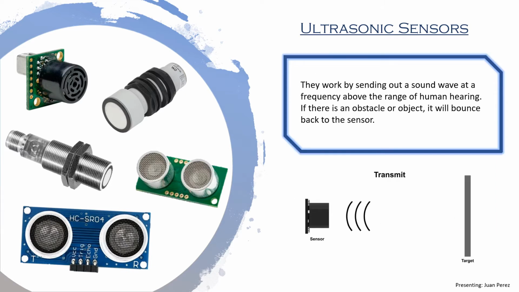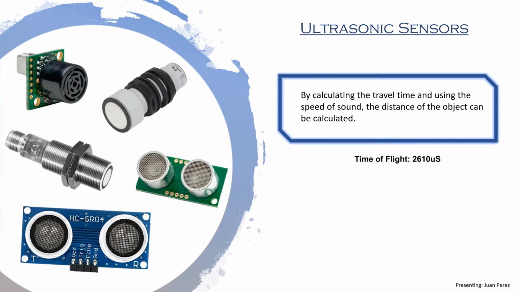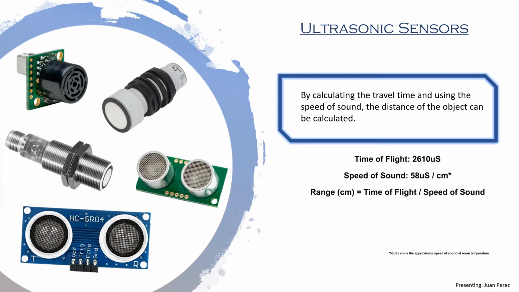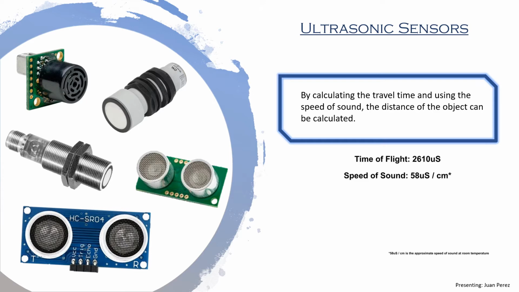Ultrasonic sensors work by sending out a sound wave at a frequency above the range of human hearing. If there is an obstacle or object, it will bounce back to the sensor. By calculating the travel time and using the speed of sound, the distance of the object can be calculated. In this example, the time of flight is 2,610 microseconds. Dividing that by the speed of sound, we get a range of approximately 45 centimeters.